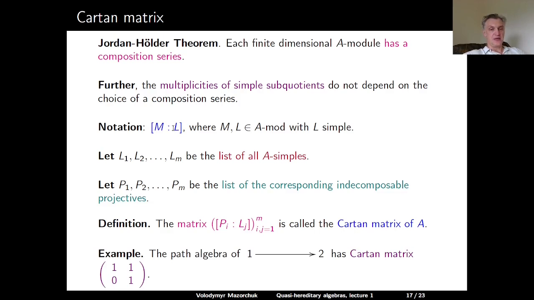Again, let us go back to our example. So we have the quiver with vertices 1 and 2, and one arrow from 1 to 2. And the Cartan matrix of this quiver is the matrix 1, 1, 0, 0. So we have two simple modules, so it's a 2 times 2 matrix. And we have two projective modules, which we saw. The projective for 1 has simple 1 with multiplicity 1 and simple 2 with multiplicity 1. So we have 1, 1 as the first row. And projective 2 coincides with the simple at the vertex 2, so we have 0, 1 as the second row.